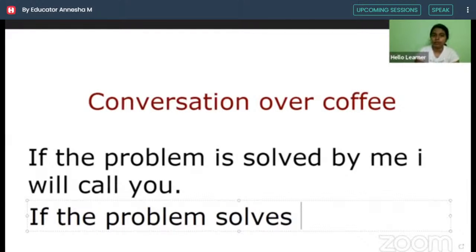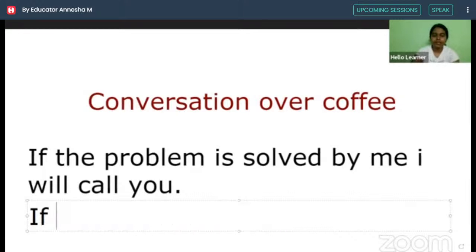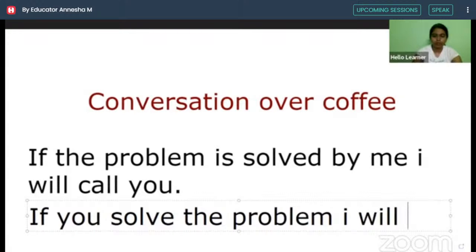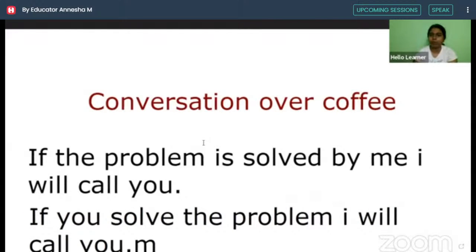Yes, Karthik wants to say something. Yes, Karthik. No, ma'am. I'm saying that we need some causative verb there. You can say this: if you solve the problem, I will call you. The M will not be there, of course.